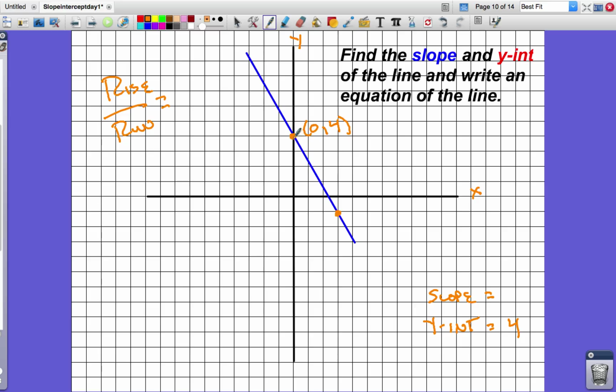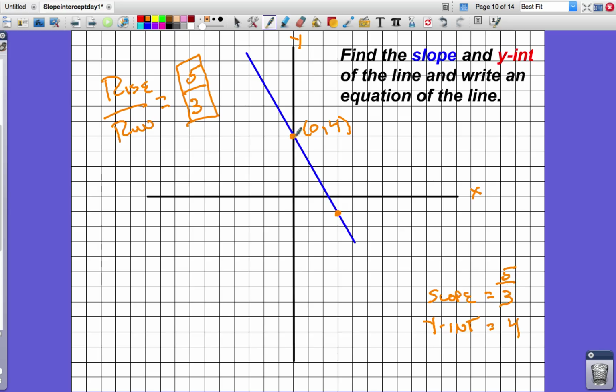So my rise is going to go down 1, 2, 3, 4, 5. So there's my rise. And then my run is 1, 2, 3. So my rise is 5, my run is 3. The slope of this line is 5/3.